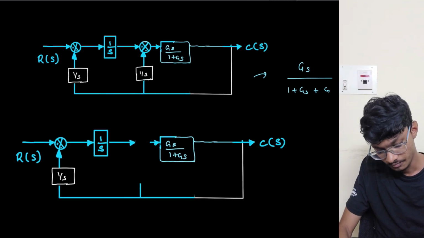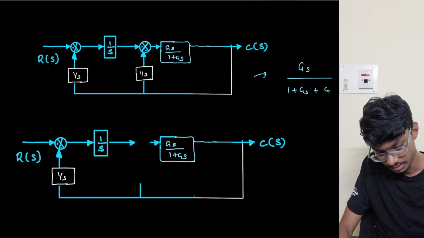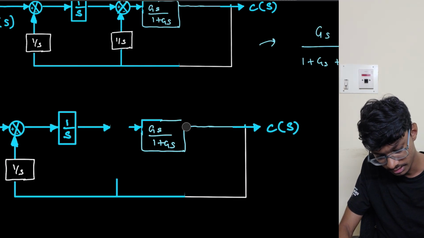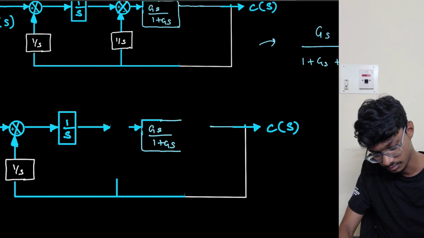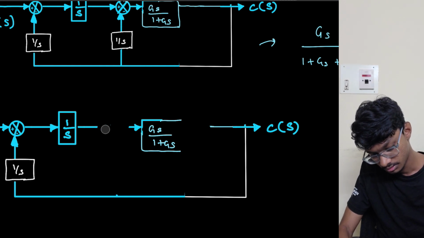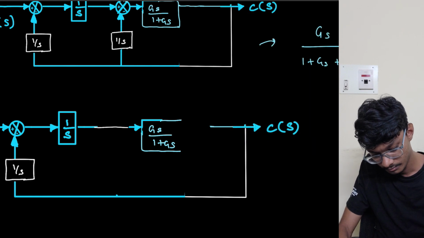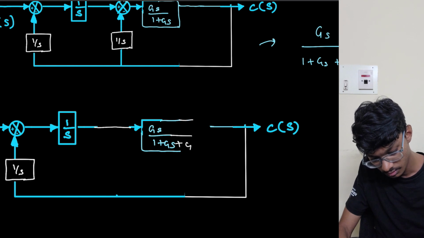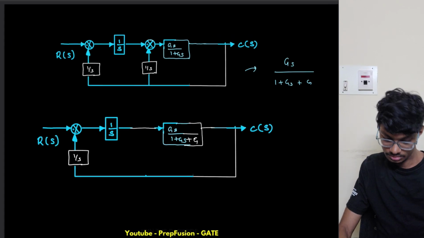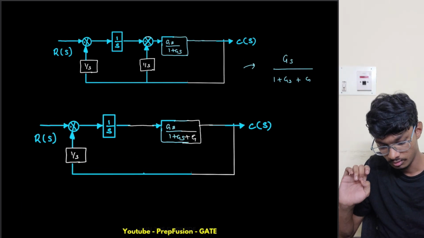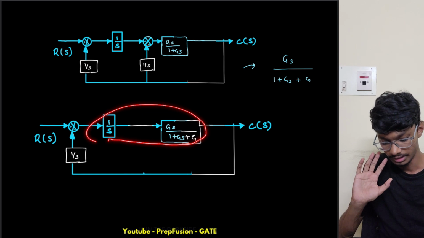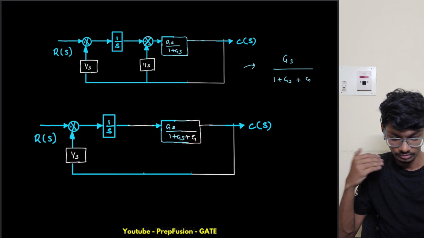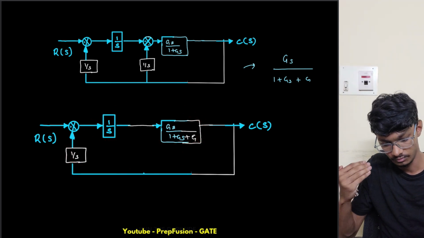Okay, so this will get replaced. Here only one extra g term will come, right? Only one extra g term will come, here plus g. So again this is a cascade block. Again we have a negative feedback, and again we will do the same thing.